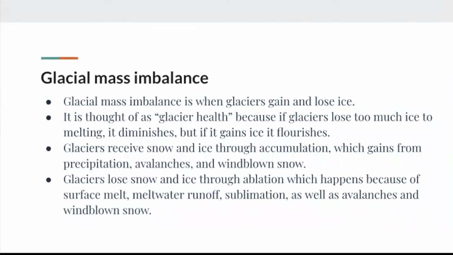Glacial mass imbalance. Glacial mass imbalance is when glaciers gain and lose ice. It is thought of as glacier health. If glaciers lose too much ice to melting, they diminish, but if they gain ice, they flourish. Glaciers receive snow and ice through accumulation, which gains from precipitation, avalanches, and windblown snow.